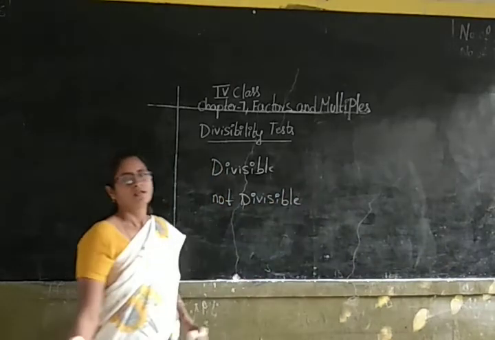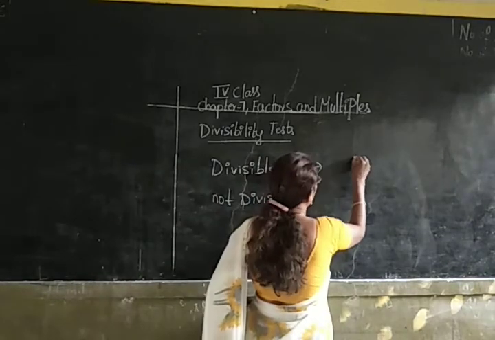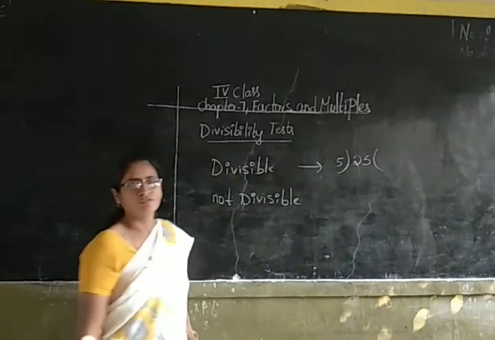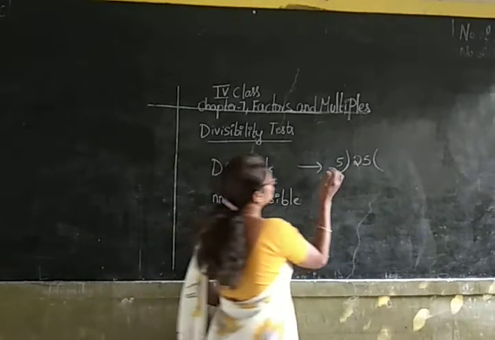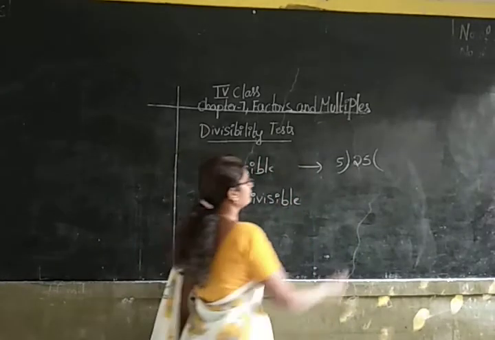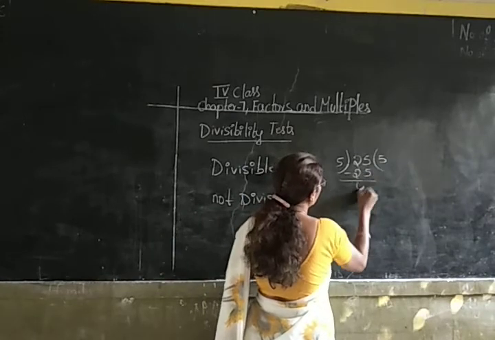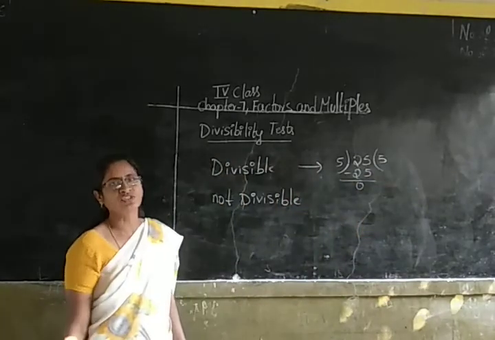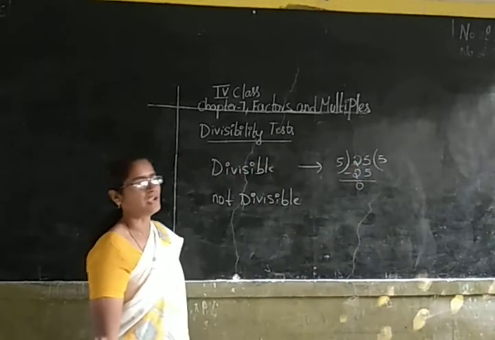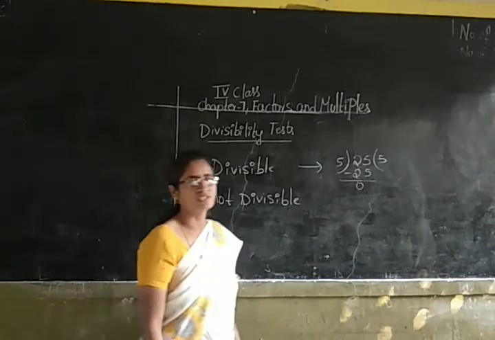Okay. So let me explain. Divisible means, if you divide 25 by 5, so let us divide. 5 goes in 25 how many times? 5 goes in 25 5 times. 5 5s are 25. Here we got the remainder as 0. So 25 is divisible by 5. So if you get a remainder 0, then we say that the given number is divisible.